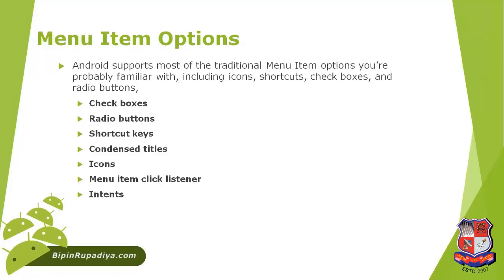Now another thing, how you can set different menu item options. As part of a menu item you may want to show a checkbox, or radio buttons, or shortcut keys, or titles, or icons, or you want to set menu item click listeners, or attach an intent, like when you click on some specific menu item, some intent should automatically trigger. All these things are possible. So let's check all these options, how you can set them.